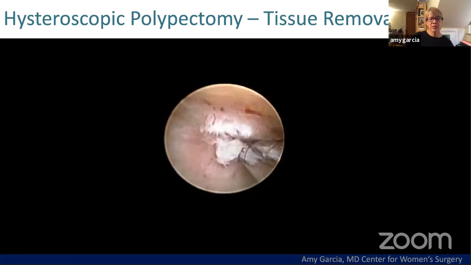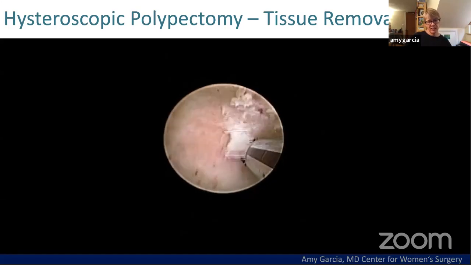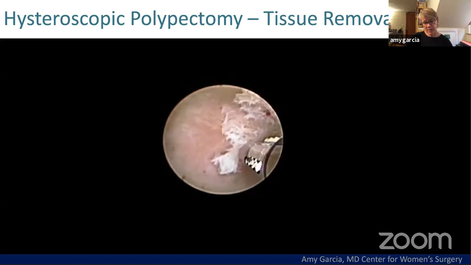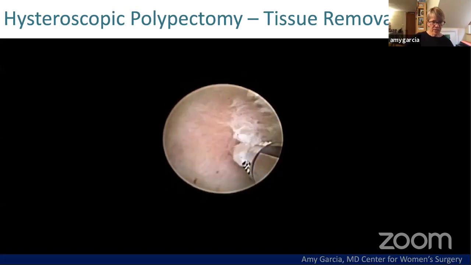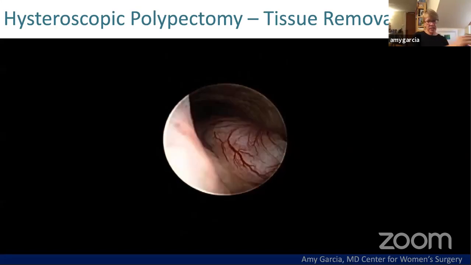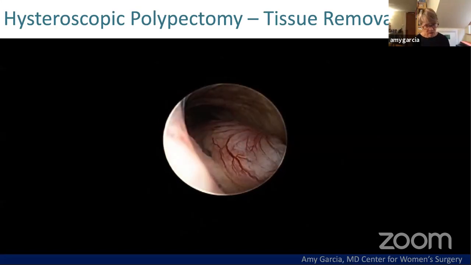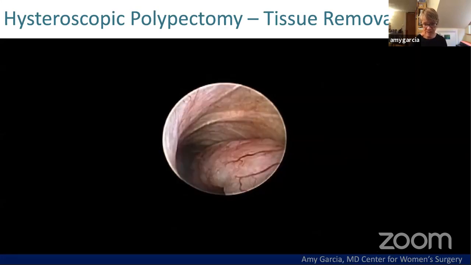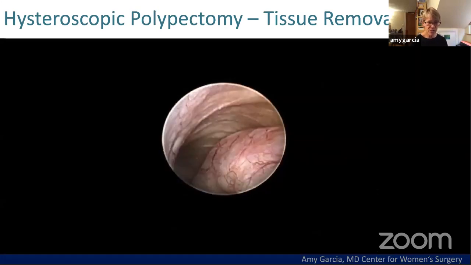So this is much quicker than it would be if I segmented that polyp first before transecting it from the attachment. Here is another tissue removal device, and we're getting near the end. These are so common in these postmenopausal patients. I call them tongue polyps. They look like large tongues to me. They've been there for such a long time.